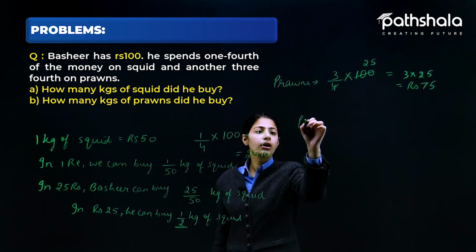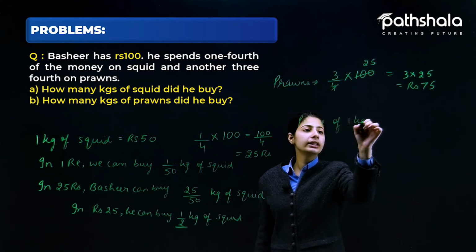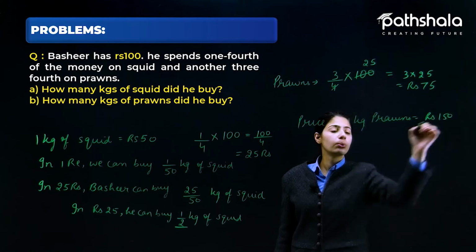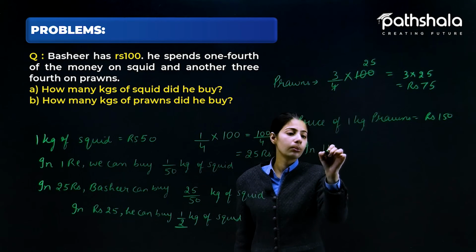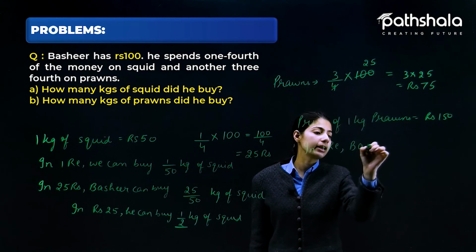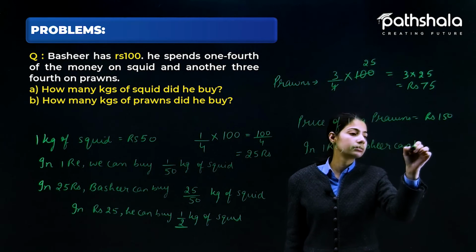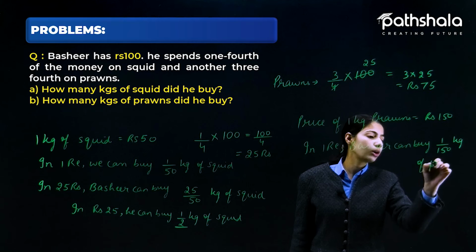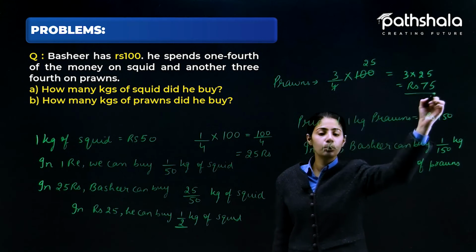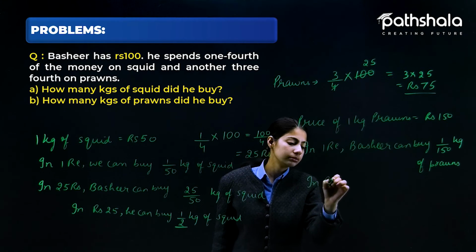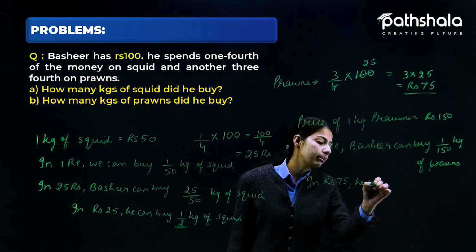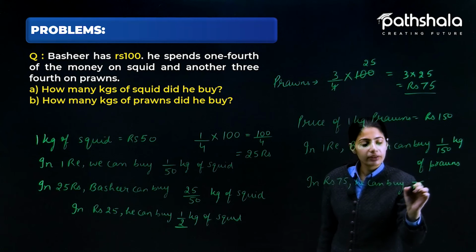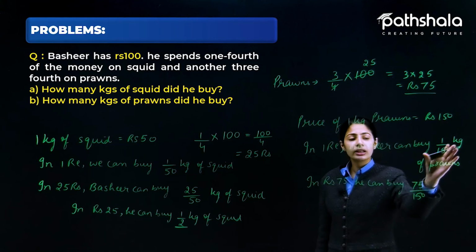And the cost, or price, of 1 kg of prawns is rupees 150. So in 1 rupee, Bashir can buy, that is, 1/150 kgs of prawns. So in rupees 75, he can buy, so on dividing this, 75 with 150, 75 upon 150 kgs of prawns.